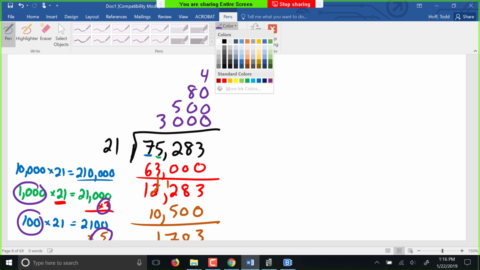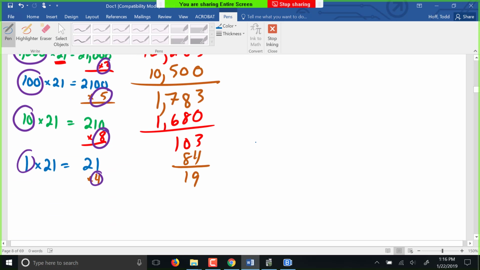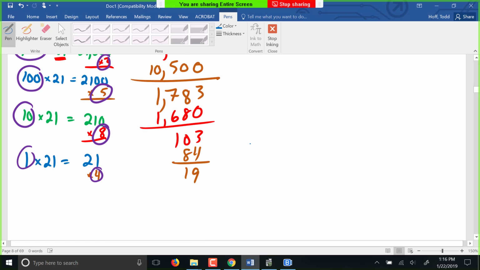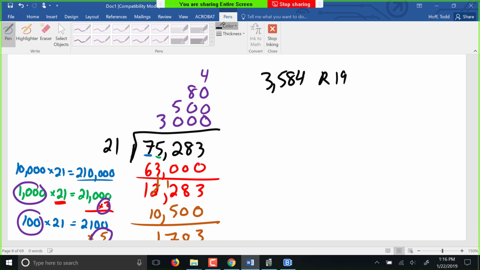If I wanted to keep going, my next place value here is the tenth, 0.1. That's 2.1. And I can subtract that from what's left. We don't want to get into the decimals for right now. We could leave that as just a remainder of 19 if we wanted to. So this goes in there 3,584 times with a remainder of 19.